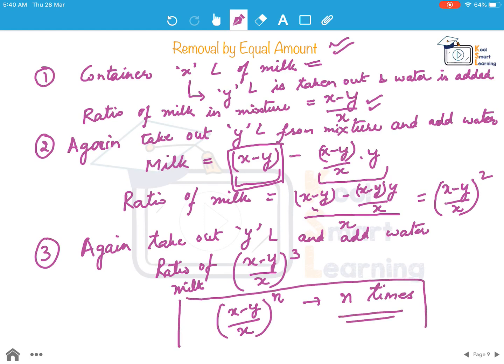So this is the formula that we can remember, which is very commonly used. Instead of doing it again and again and doing this calculation repeatedly, we can simply use this formula to say that if the same process of taking out equal amounts is repeated n times, then the ratio of the original ingredient, which is milk in this case, will be X minus Y by X whole raised to the power n.